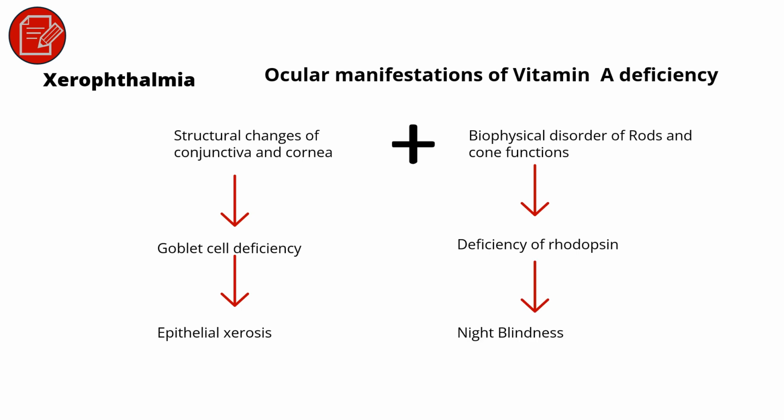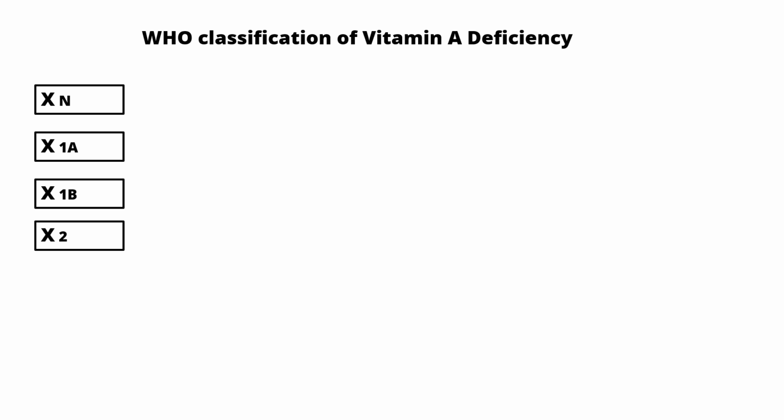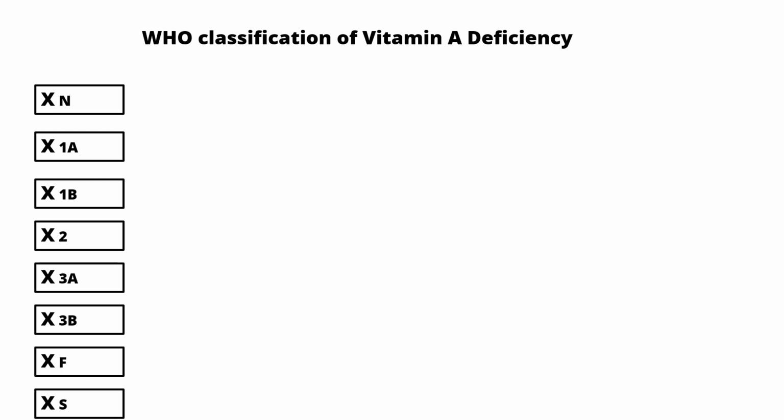So you'll have symptoms of both epithelial xerosis and night blindness, and these are the main symptoms of any patient with vitamin A deficiency. So WHO classifies vitamin A deficiency, where X stands for xerophthalmia and N is night blindness. So it classifies as XN, X1A, X1B, X2, X3A, X3B, XF and XS.